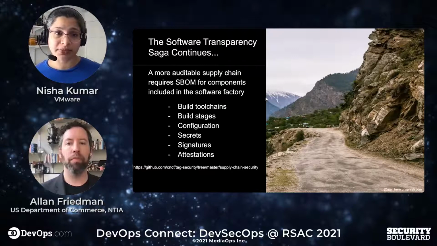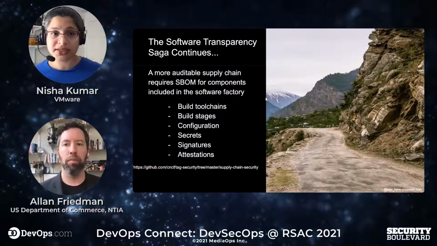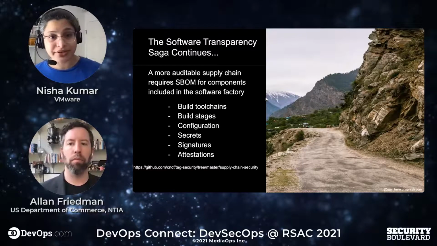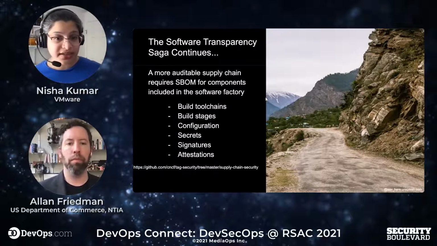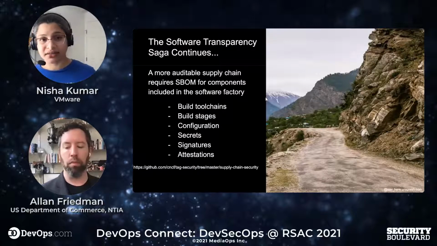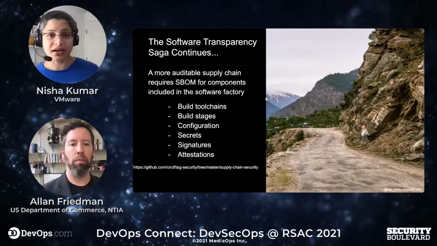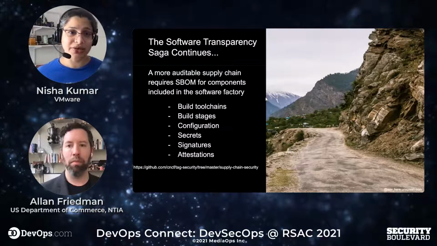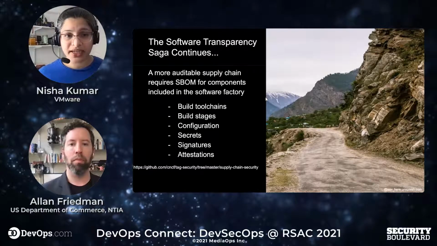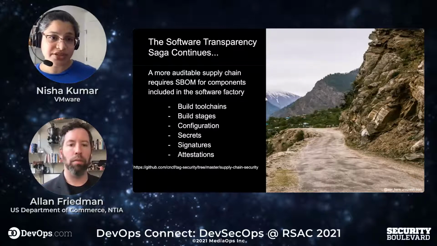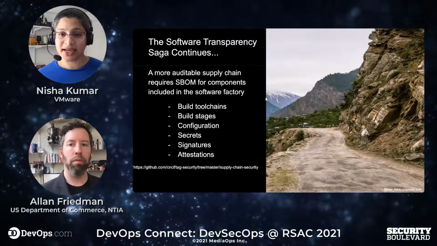If you want to have a more auditable supply chain, you need to have SBOMs for the components that you include in your software factory. Things like the build tool chains, for example, the compiler that was used to create the binary, build stages, all the containers that go into CI/CD pipelines, configuration, what kind of environment variables you set in your larger environment and what you pass to the build. Secrets management, there really isn't any work going into how secrets can be passed between containers and into build environments. Signatures, where do you store them? How do you manage them? Where do you update them? And attestations for each stage in the build and the verification of those attestations.